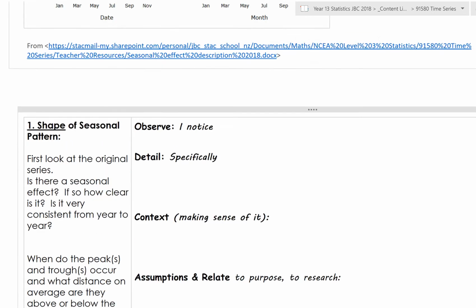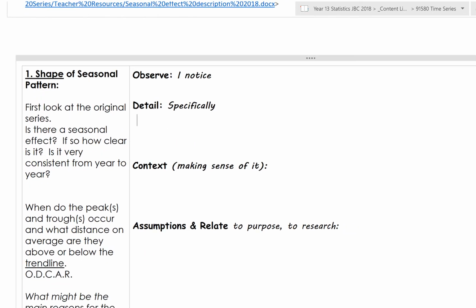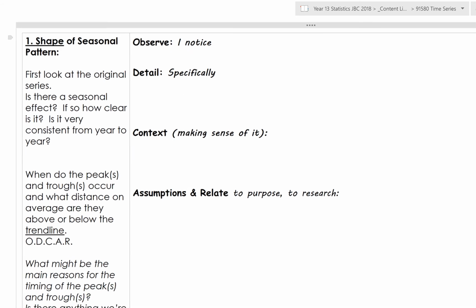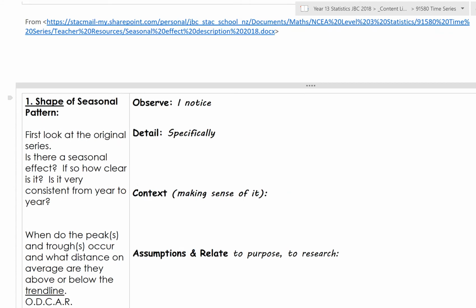We're going to use some prompts just because we're new to this. We're going to use a writing frame called ODCAR, which stands for Observe, Detail, Context, Assumptions, and Relate. If you look on the left, it says, first look at the original series. Is there a seasonal effect? If so, how clear is it? Is it very consistent from year to year? Then we get into the specifics, the detail, when the peaks and troughs occur, etc. And then we try and make sense of it.